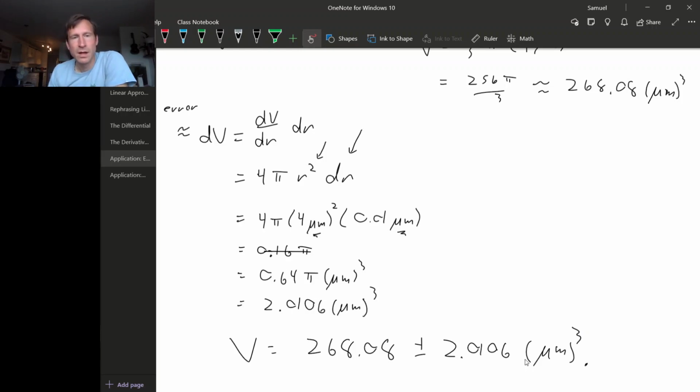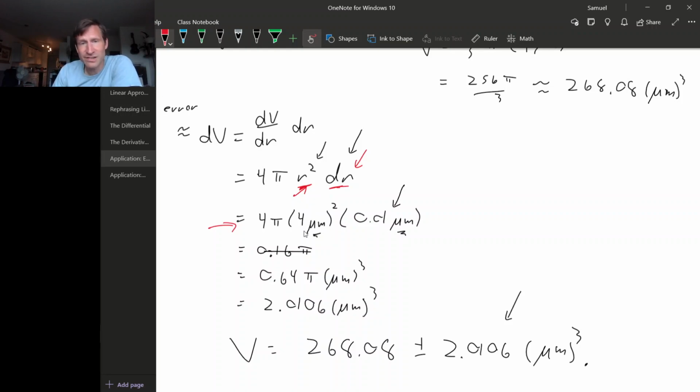All right, so there are two important things to notice about this. First is that this same error in r would cause a larger error in the volume if the radius were larger. Right? dV depends not only on dr, but also on the value of r itself. So a given absolute size in error, a certain value for dr, could give you more error or less, depending on whether the radius that you measured was bigger or smaller.